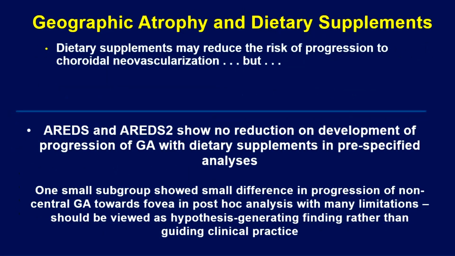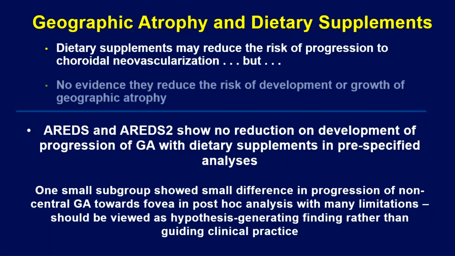And so the conclusion is dietary supplements may reduce the risk of progression to choroidal neovascularization, but only choroidal neovascularization. There's no evidence that they reduce the risk of development or growth of geographic atrophy. So we give them to participants and patients that have geographic atrophy to try to reduce their risk of getting the neovascular or wet form. But the patient and the physician should not believe this is having any effect on the geographic atrophy.